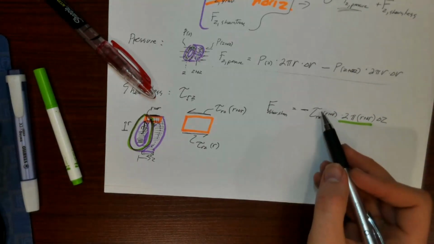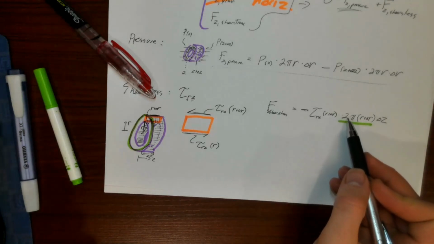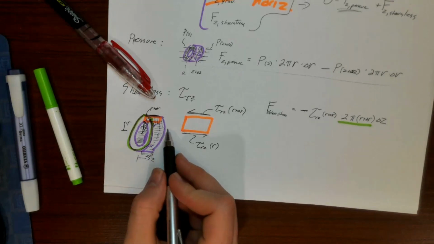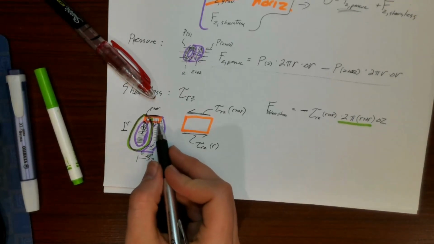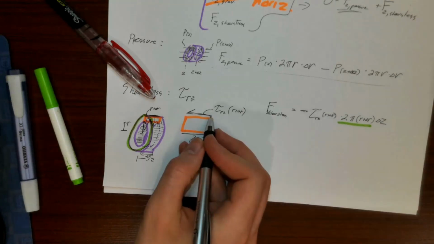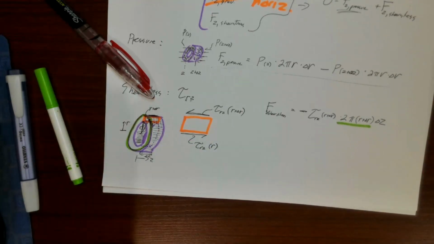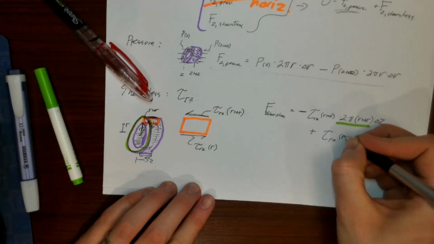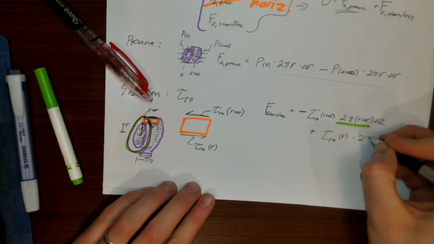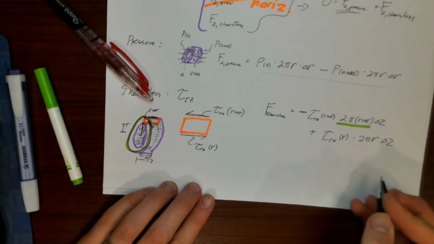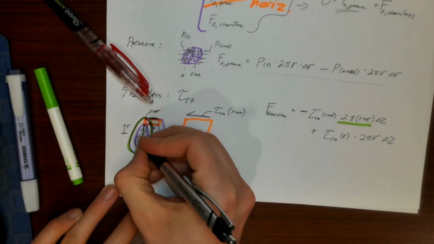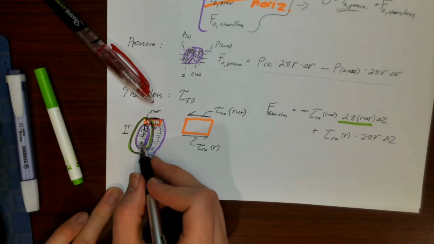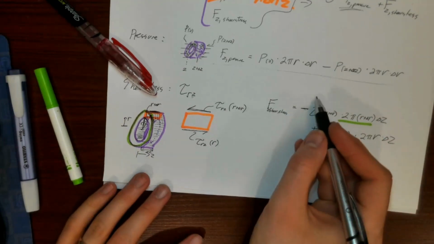So we have minus tau rz at r plus delta r times 2 pi (r plus delta r) delta z, and that's the area of this outer face, with the shear stress pushing us in the minus z direction by convention. And then we have plus tau rz at position r times 2 pi r times delta z, where this inner circle only has a circumference of 2 pi r, so if I unwrapped that inner surface into a rectangle, it would be 2 pi r times delta z. So this is my force of shear stress.